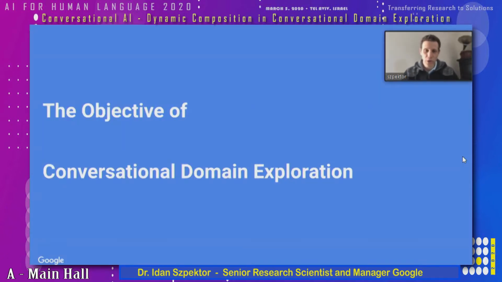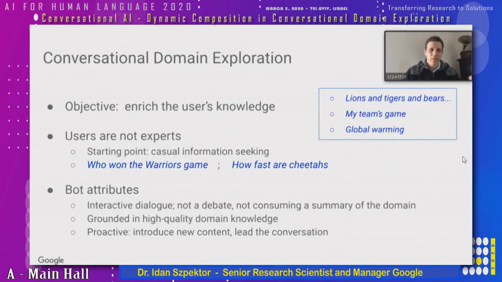So what's conversational domain exploration? This is a type of open-ended dialogue in which the user comes to talk to the bot because the bot is knowledgeable in some domain, and the user is interested in learning and enriching his understanding in that domain. When I'm thinking about domain, this could be a very casual kind of domain, such as getting updated on my team's last game or its standings. It could be encyclopedic knowledge, like the animal kingdom, and it also could be debating kind of style of domains like global warming.